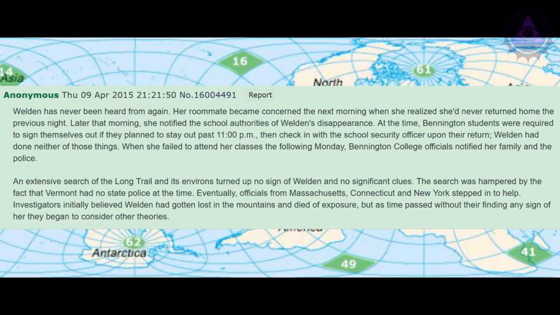An extensive search of the Long Trail and its environs turned up no sign of Welden and no significant clues. The search was hampered by the fact that Vermont had no state police at the time. Eventually, officials from Massachusetts, Connecticut, and New York stepped in to help. Investigators initially believed Welden had gotten lost in the mountains and died of exposure, but as time passed without their finding any sign of her, they began to consider other theories.